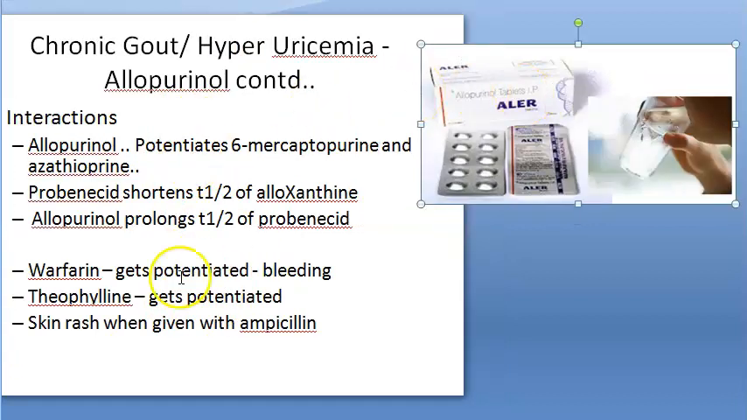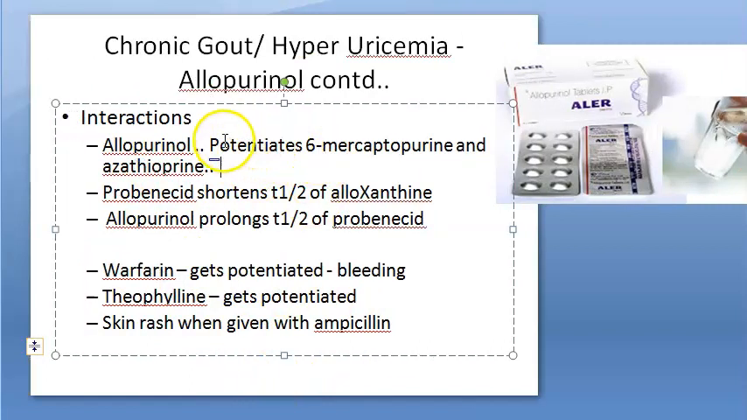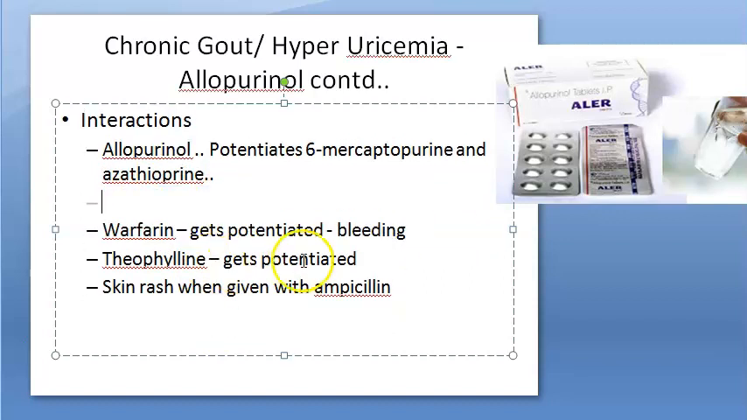Interactions of allopurinol. This is an anti-gout drug. Basically, what will it do? It will potentiate 6-mercaptopurine and azathioprine. It will potentiate the other drugs. So it is giving more power to the other drugs. It also potentiates warfarin. It potentiates theophylline. So it potentiates everybody. Okay.